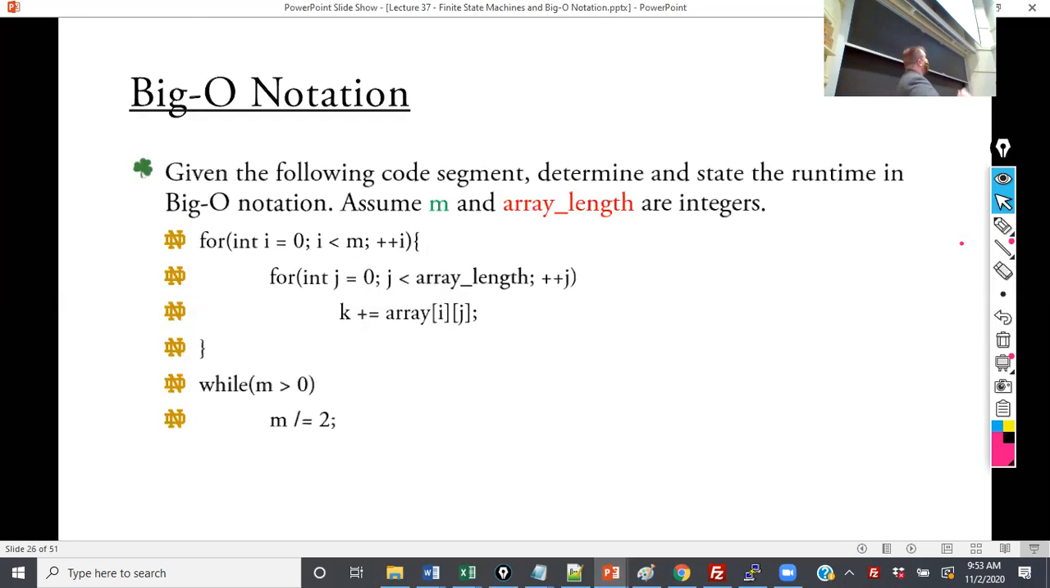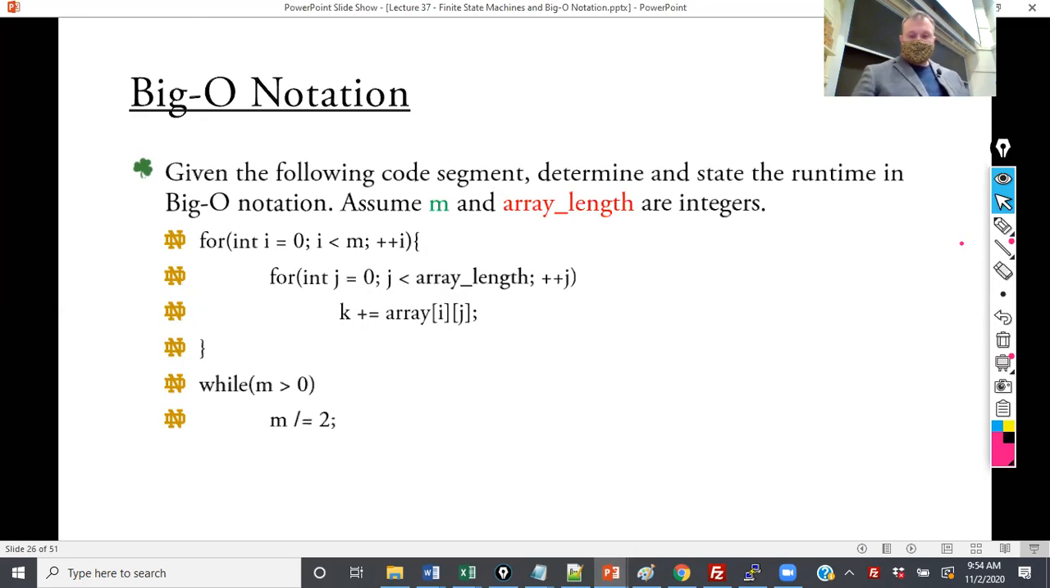let's take a look at this code segment and then apply what we're going to calculate to this big O notation equation. So here I have a for loop where I go from int i equal to 0, i less than m, i plus plus, and then inside that loop, I have a loop that goes from j to array length, and then inside I do k plus equals array i of j, array i of j. And then outside that loop, I have a while loop where while m is greater than 0, m divided by equals 2. Does that make sense to everybody?